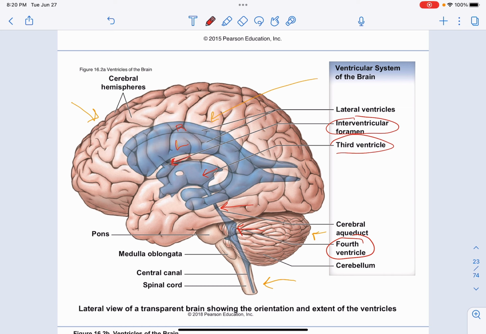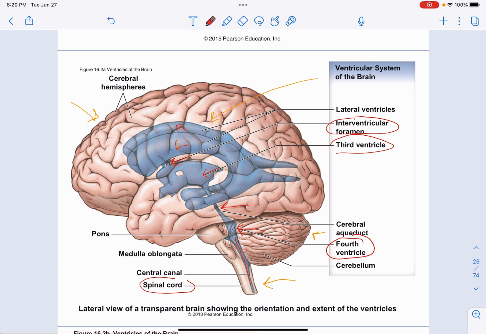And there are a variety of passageways that lead down to the central canal. So we're going to go down into the central canal of the spinal cord. And this is also going to lead to areas such as the subarachnoid space that go around the entire brain and spinal cord. So it's the fourth ventricle that is going to distribute the cerebral spinal fluid all around.